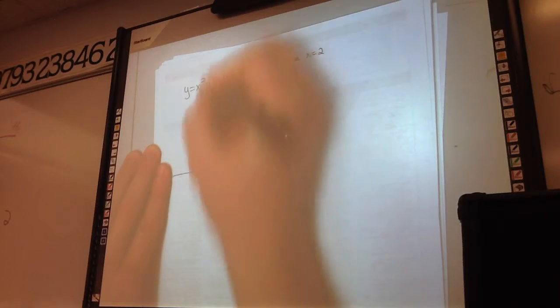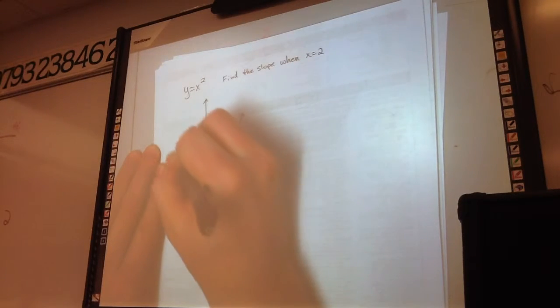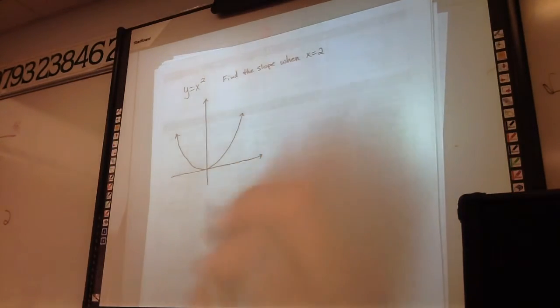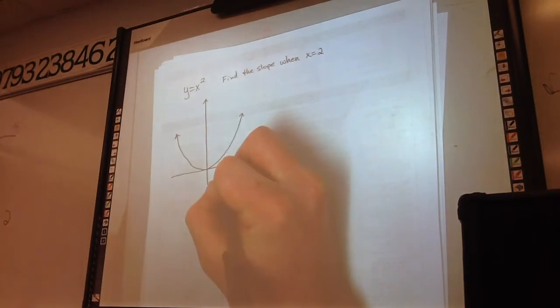Okay, so there we got y equals x squared. Good old parabola. We're going to find the slope when x equals 2.